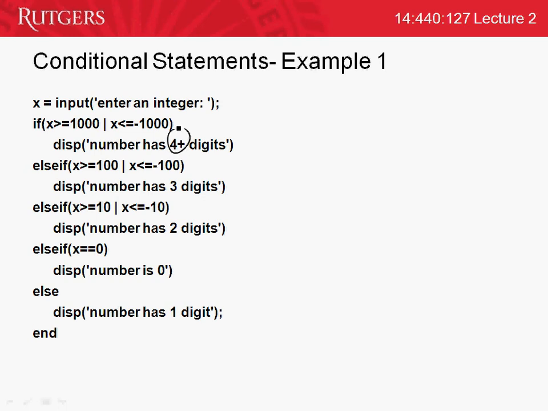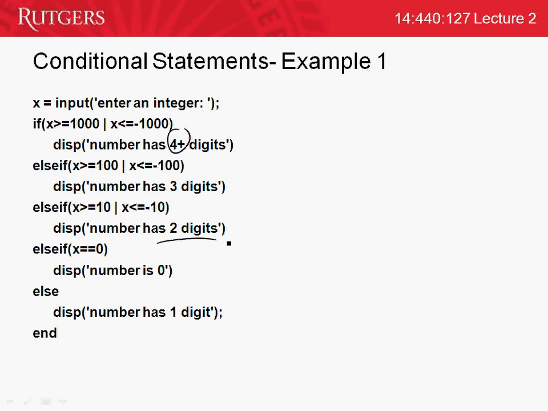If the number doesn't have 4 or more digits, but has 3 digits, we'll display that. If the number doesn't have 4 plus digits, it doesn't have 3 digits, but has at least 2 digits, we'll display that. And so on.